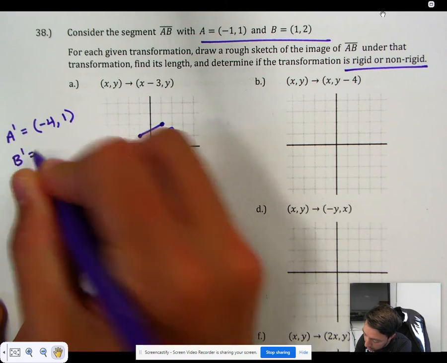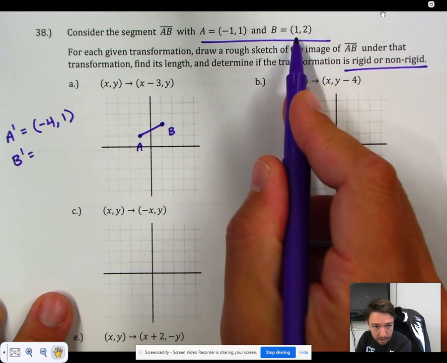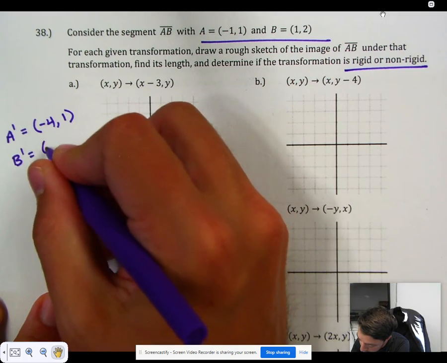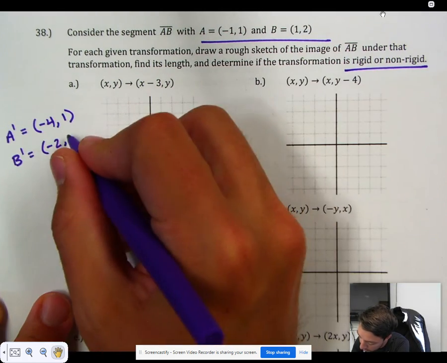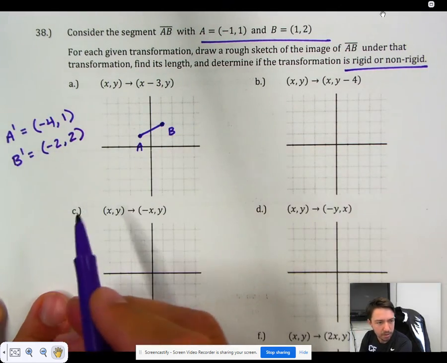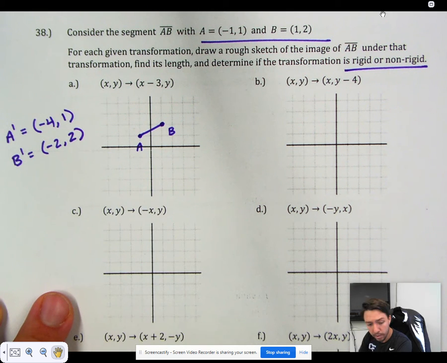Likewise, I'm going to do the same thing to B. I'm going to subtract 3 from the x value, -2, and then leave the y value the same. Now let's see what happens. What happens to this segment when we do that? You might already know the answer. You might in your head go, wait, wouldn't subtracting 3 from the x values just move it left? If you thought that, then kudos, that's correct.